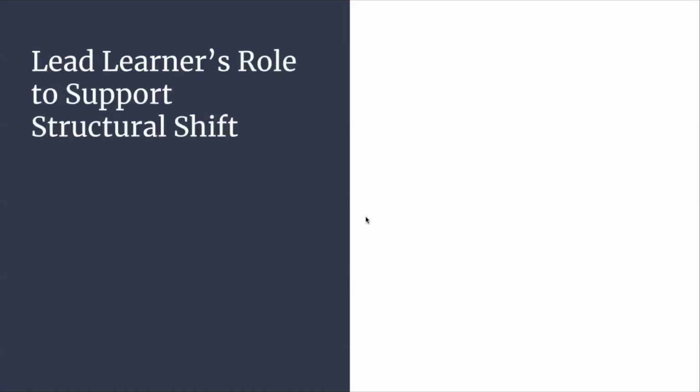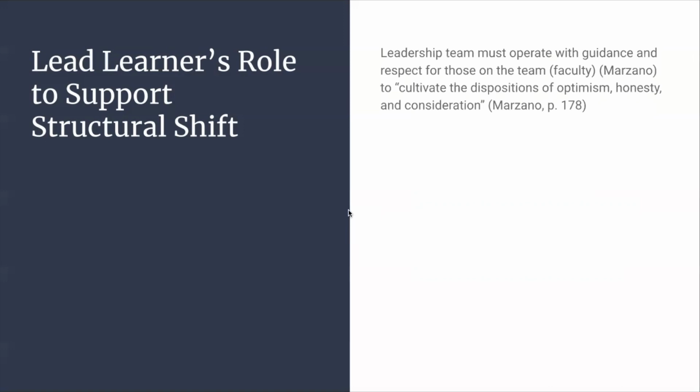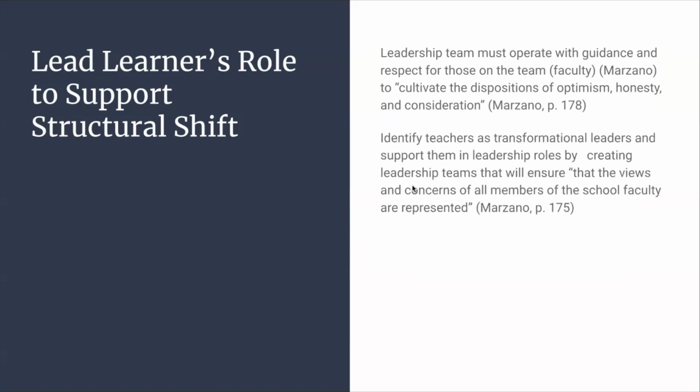Now, especially when the shift needs to be clearly a big shift on the leader to create that psychological safety, what is the role more explicitly in making this happen? The leadership team must operate with guidance and respect for those on the team to cultivate a disposition of optimism, honesty, and consideration. You can see how that's linked to the reading. We want to identify teachers as transformational leaders and support them in leadership roles by creating leadership teams that will ensure that the views and concerns of all members of the school faculty are represented.